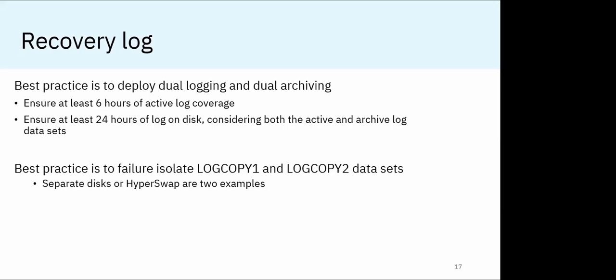And this could look like separate disks, or even if you're using Hyperswap, that would be failure isolating your log copy 1 and log copy 2 data sets. So again, customers have different settings and different ways of doing this, but either separate disks or Hyperswap are 2 examples.